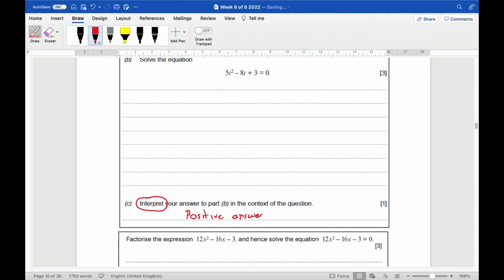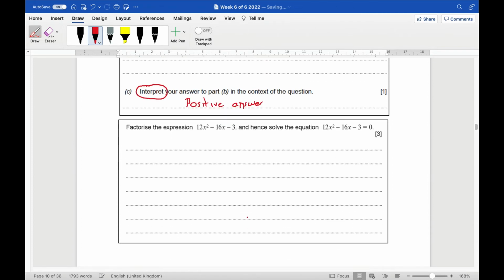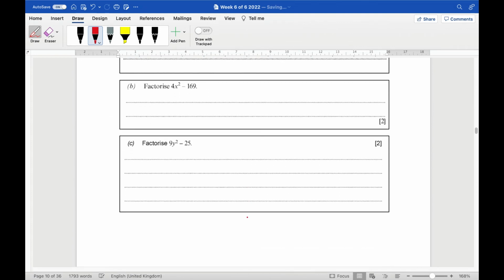Pen is not doing very well anymore, is it? But we'll keep going. Okay, can you continue with that section?